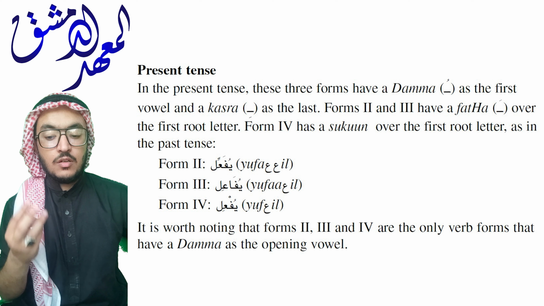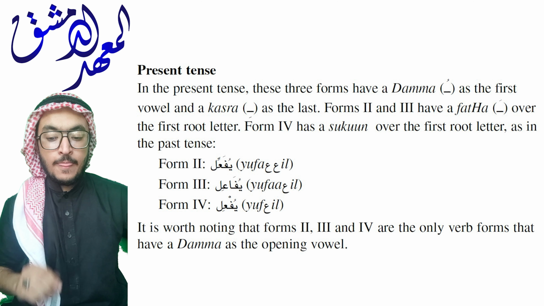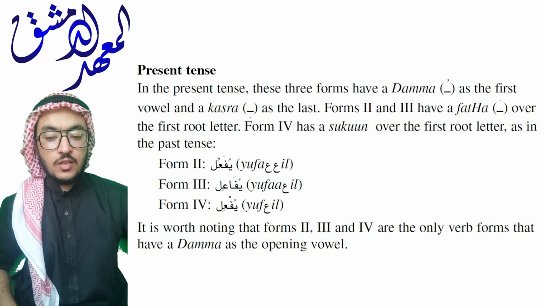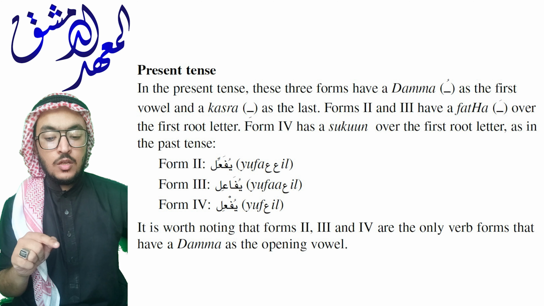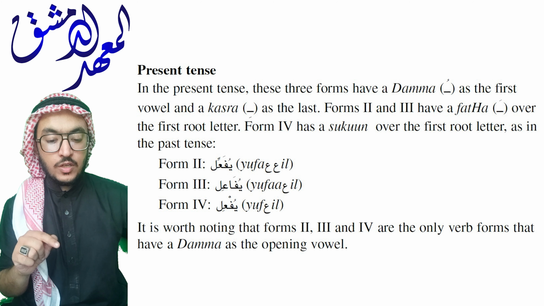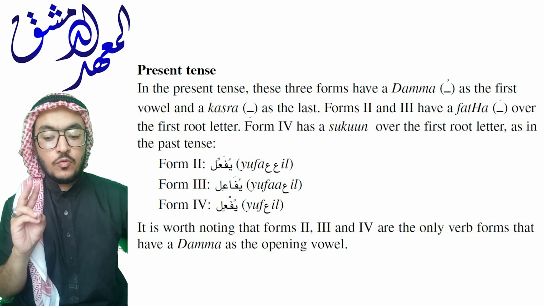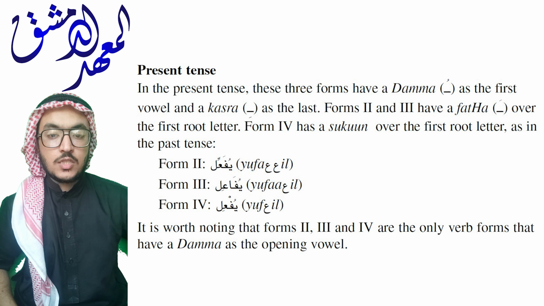Now in the present tense, there are three forms having a dhamma, u sound, as the first vowel and a kasra as the last. So form 2 and 3 have fatha over the first root letter. Form 4 has a sakoon over the first root letter. So in the past tense, yufa'il, yufa'il, yuf'il. It is worth noting that form 2, 3, 4 are the only verb forms that have dhamma as the opening vowel.